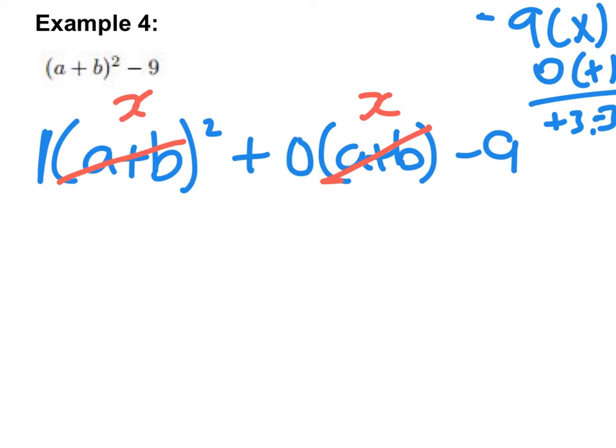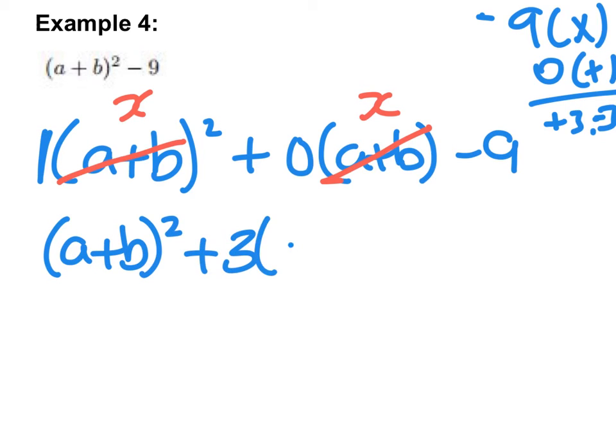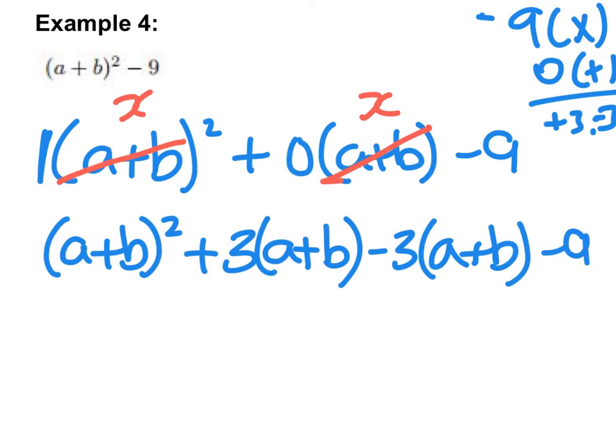So here's what I have. This is difficult, remember. So I have a plus b squared plus 3 times a plus b minus 3 times a plus b minus 9. Okay?